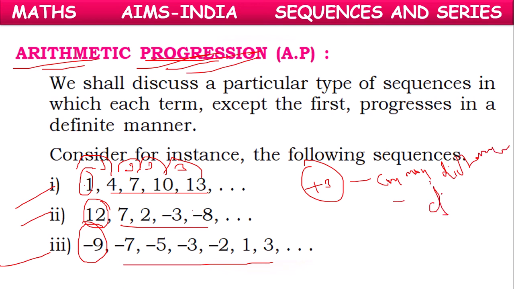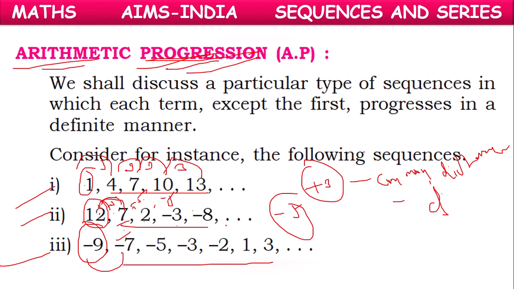Denoted by the symbol D. Here 12, 7. So how have we got 7? From the preceding element we have to subtract 5. So 12 minus 5 is 7, 7 minus 5 is 2, 2 minus 5 is minus 3. So here the common difference is minus 5.